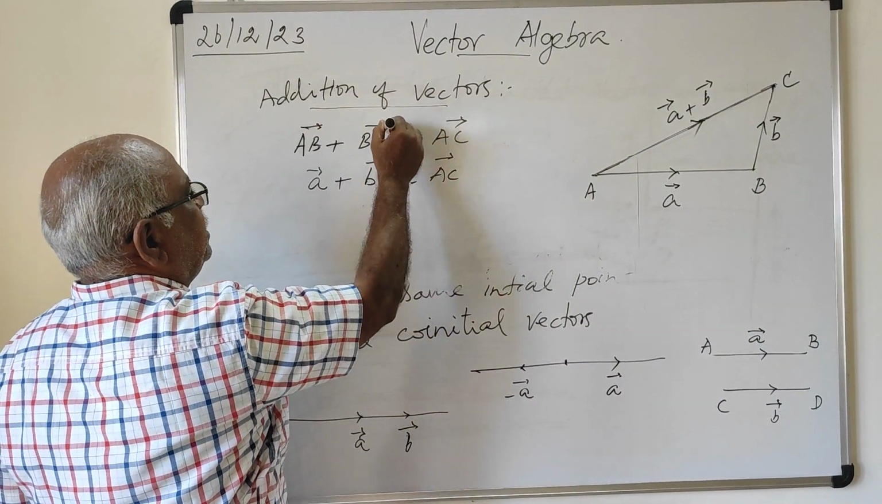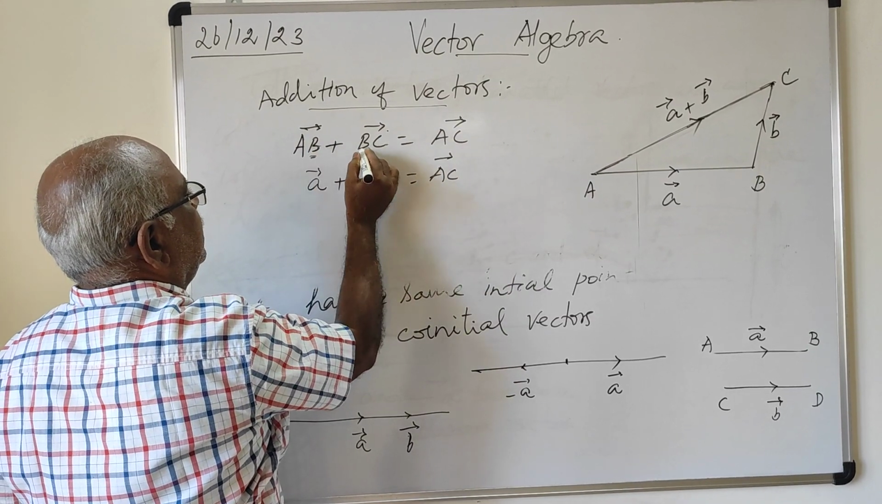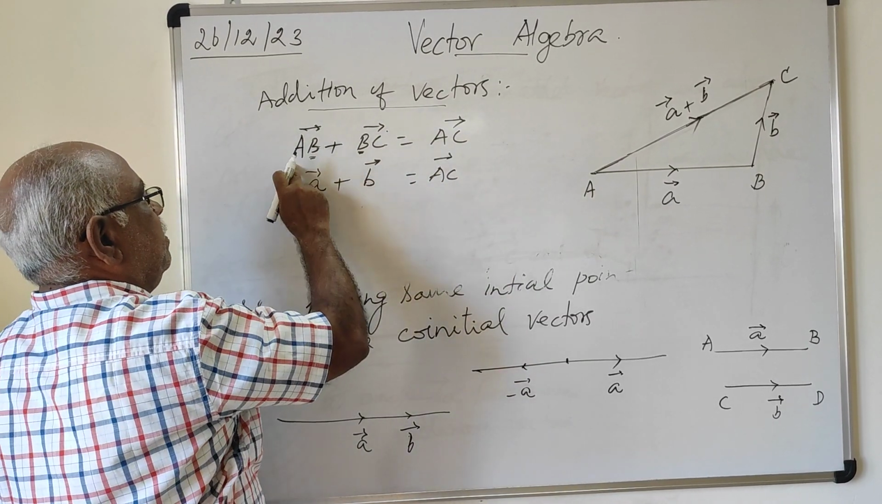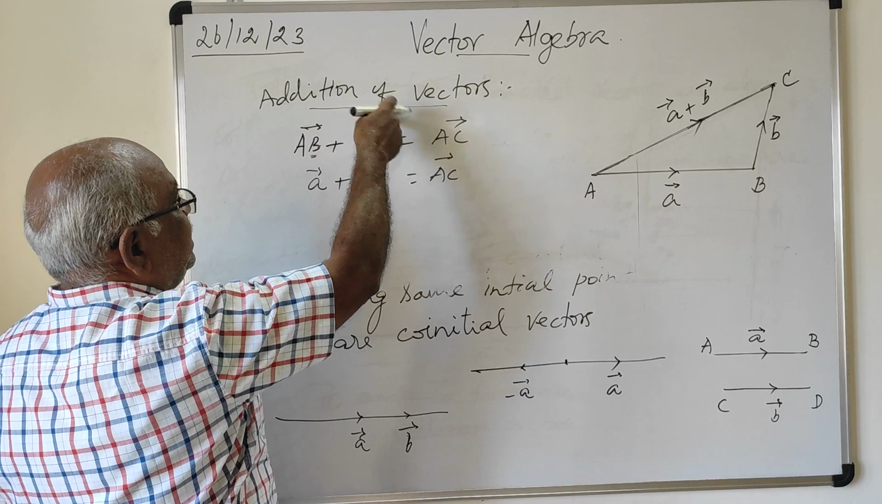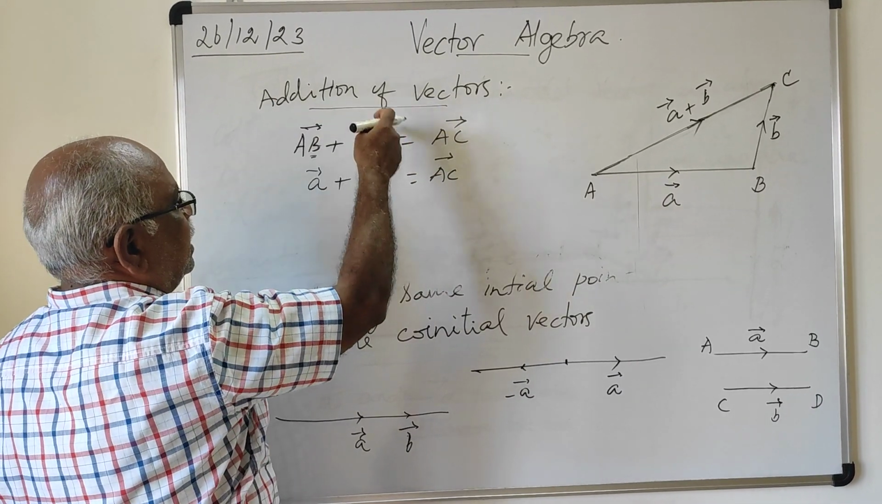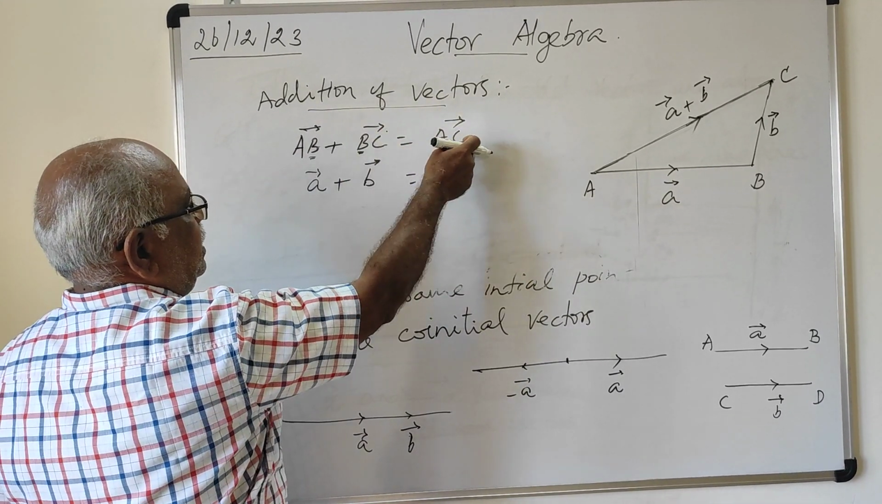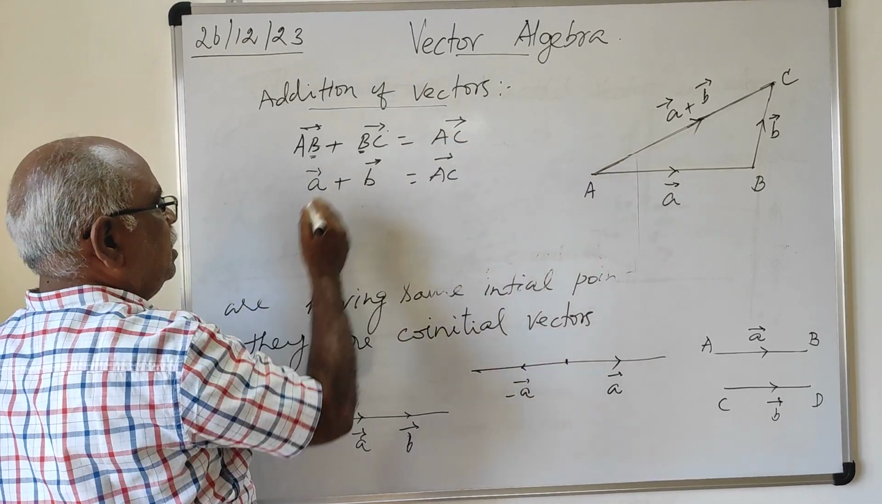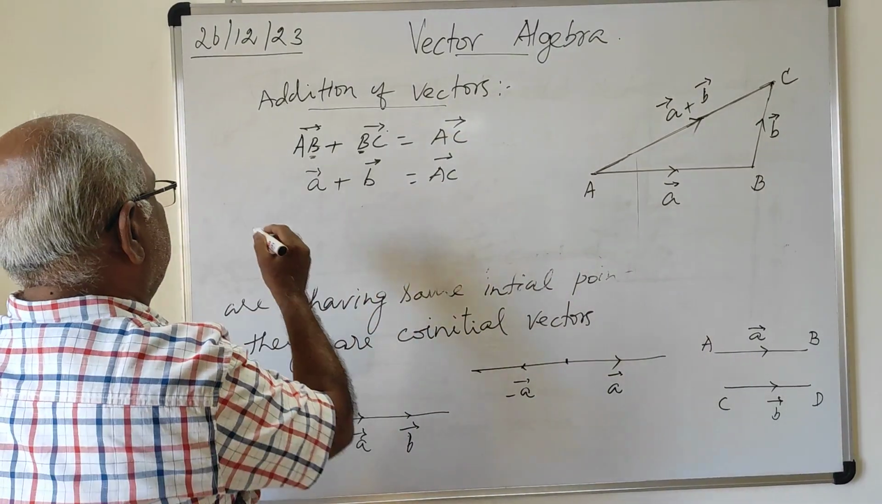A and C, and B is a common point. So AB plus BC is AC, with the initial point of vector A and the terminal point of vector B being AC. That is called A plus B. This is called the triangle law of vector addition.